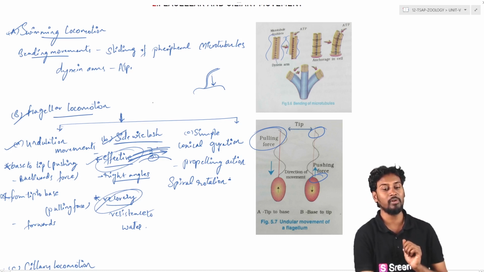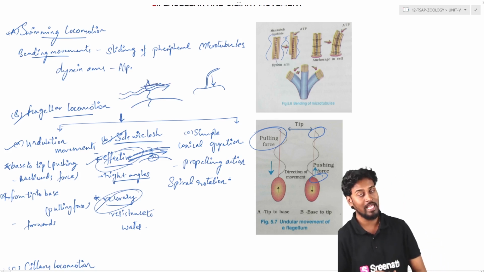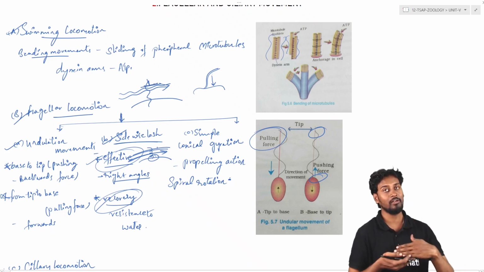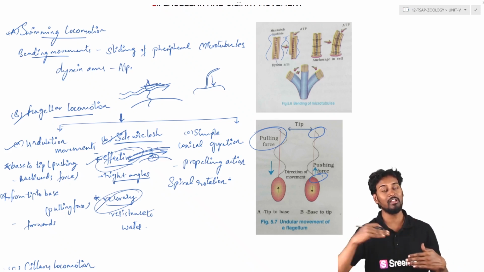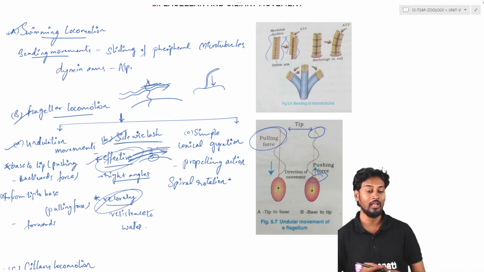So for example, if you are taking this as a flagella which is attached to the surface of the cell, this is the movement of water which is generally at right angle to that of the flagella. So when you are seeing the flagella, the movement of water is generally at right angle to that of the flagella.